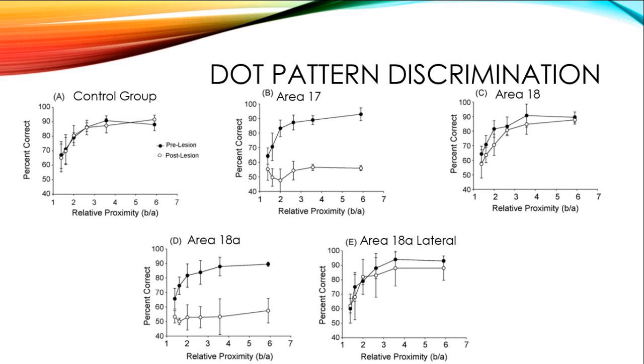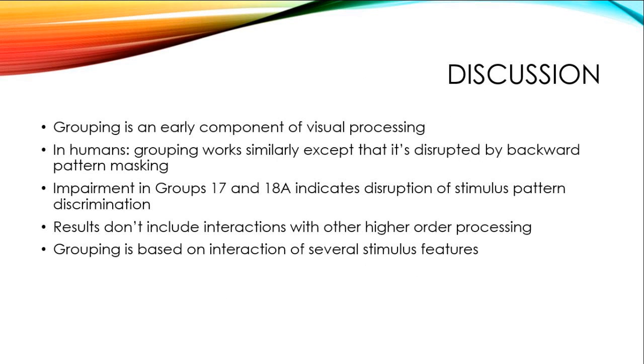Figures B and D show that correctness in dot discrimination decreased significantly after lesions were applied to areas 17 and 18A. Grouping is an early component of visual processing. As seen in the experiment, when areas 17 and 18A are disrupted, both pattern and solid line discrimination are greatly reduced. This shows a positive correlation between the grouping function of the brain and higher-level visual functions. Correlation, however, is not causation.